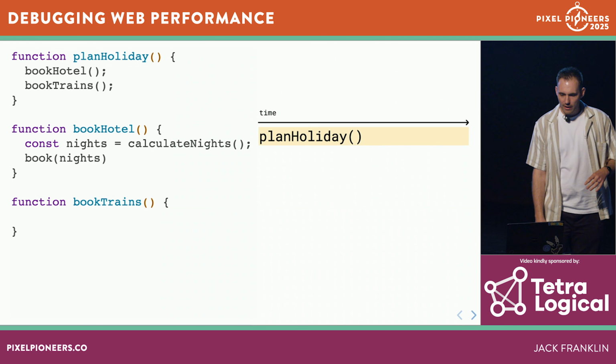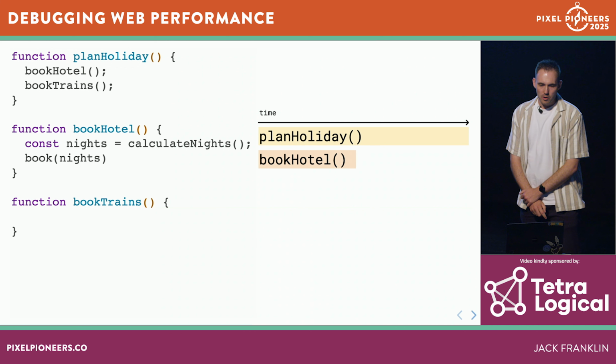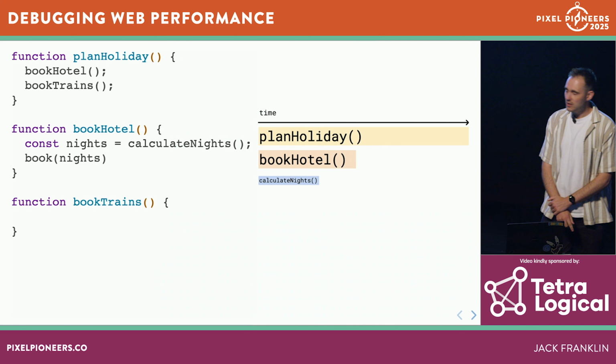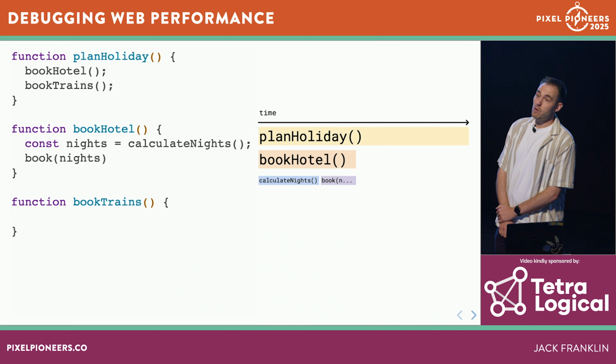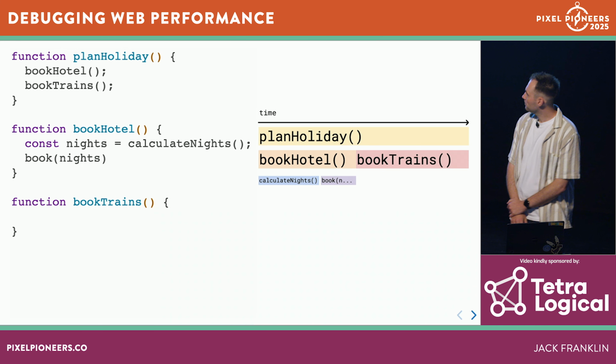So for this, we call plan holiday. Plan holiday then calls this book hotel function. Book hotel does two functions, actually. First, it calculates the number of nights, and then we book that number of nights. And then finally, we book our trains as well.